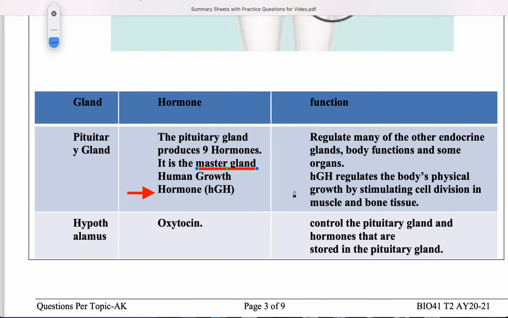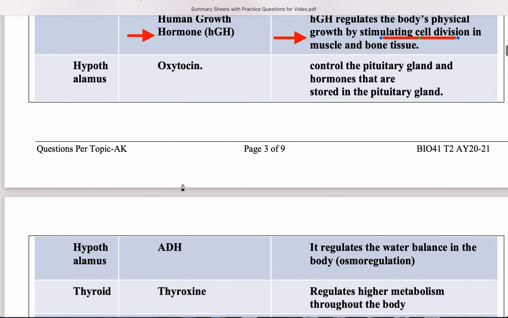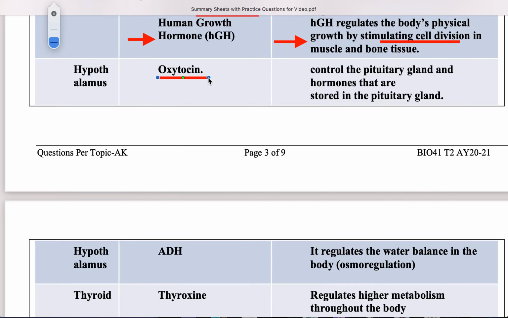A growth hormone is involved in regulating the growth of bones and muscles, and it stimulates cell division as well. The hypothalamus releases different hormones like oxytocin, and if you remember, oxytocin was also involved in the positive feedback mechanism. I will just write it here. It will come down, but just to make sure, it is also involved in the positive feedback mechanism. It controls the pituitary hormones that are stored there.